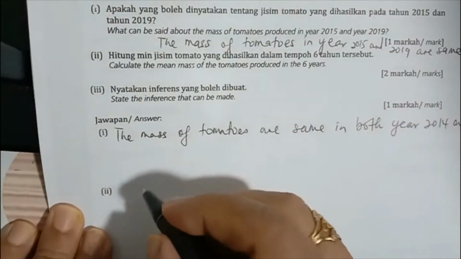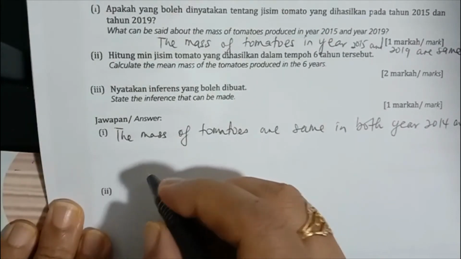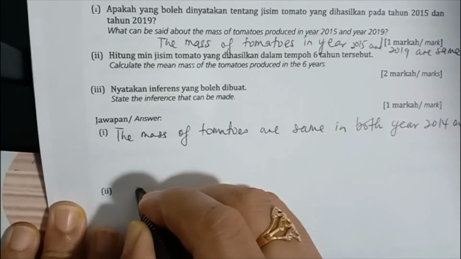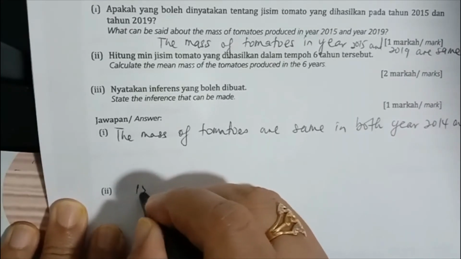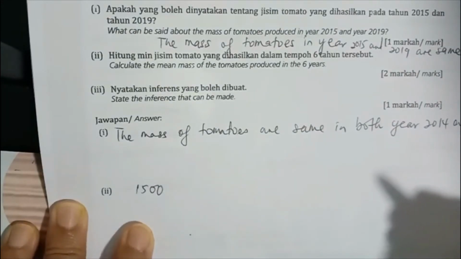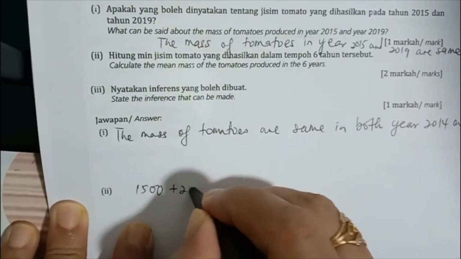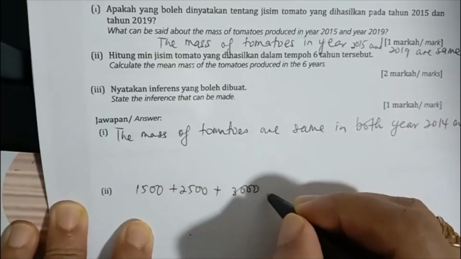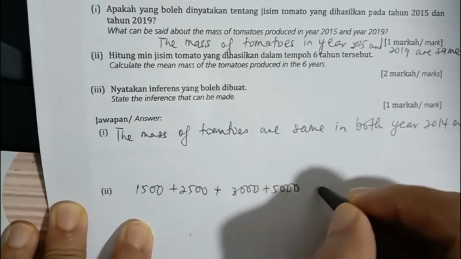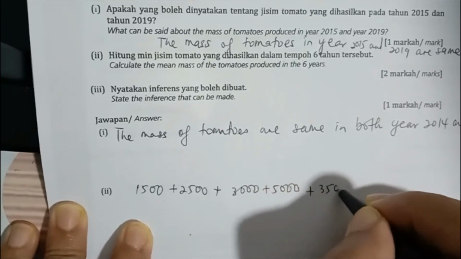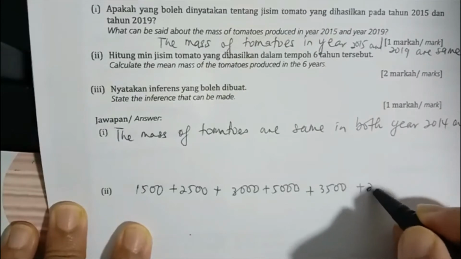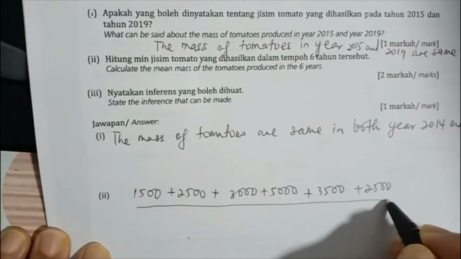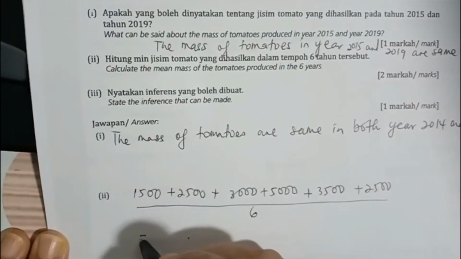Okay, part 2. Calculate mean. So 2014 ialah 1.5, meaning 1,000 tons. So kita ambil ialah 1,500 tons plus, okay, 3,000, okay, plus 5,000 plus 3,500 plus 2,500. Ni semua you totalkan. Okay, and then you divide by 6. Okay, so you get the mean.